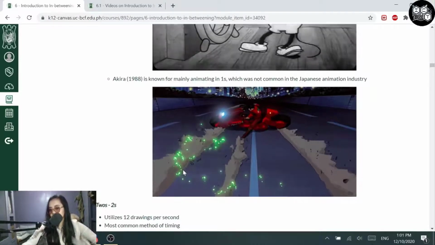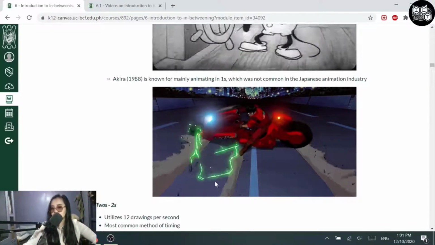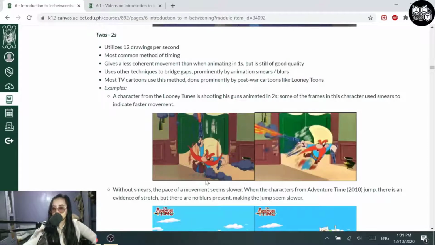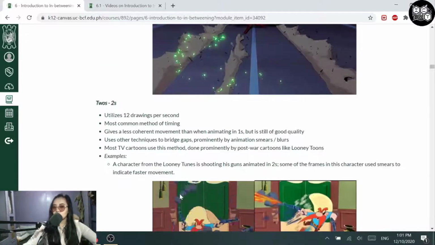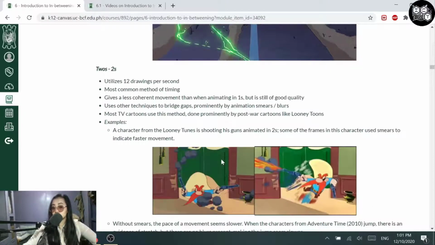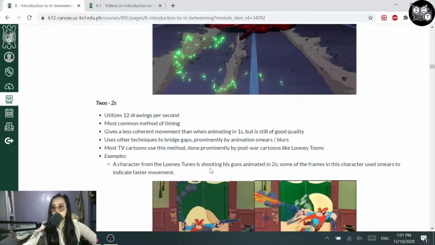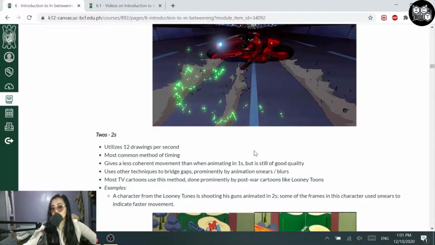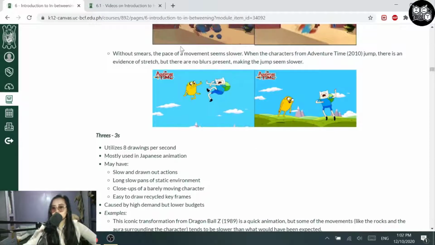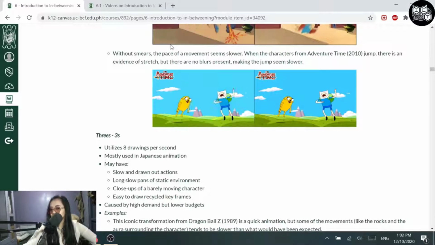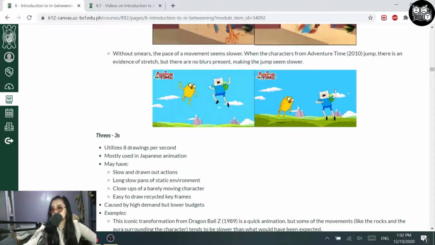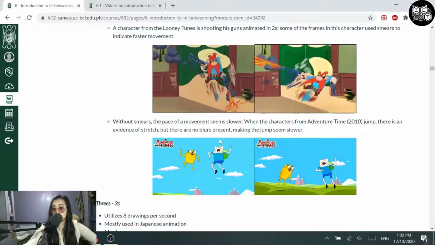So if your eye is a bit trained, you can kind of see the difference between using ones and twos. But generally, an audience that is just there to watch your animation won't really see the difference between twos with animation blurs and ones without animation blurs. We also have here an example of twos animation for Adventure Time, and they don't use any smears. So it kind of has the same idea as 60 frames per second, in that when you don't use smears, the movement seems slower even though the timing is considered as fast.